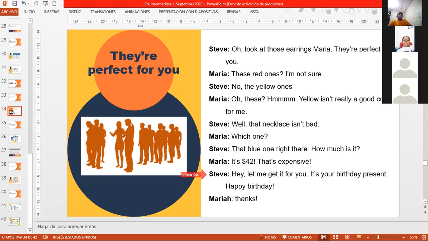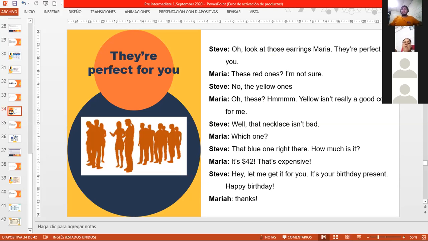Okay. Now, let me show you these words. Those earrings, these red ones, these again here, that necklace, that again here, that's expensive, that. Okay. So these are what we call demonstrative adjectives, okay? Demonstrative. And let me show you something about that. I think you already know this, but let's talk a little bit about that, okay?